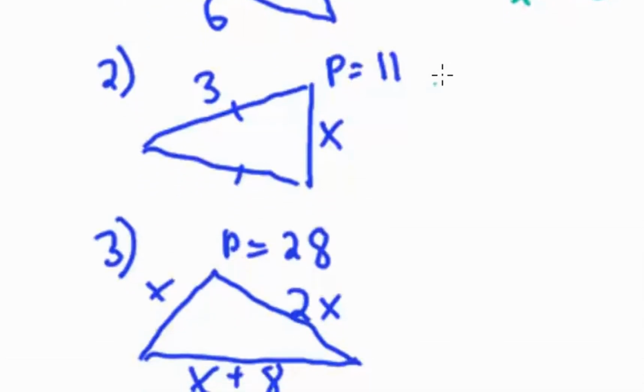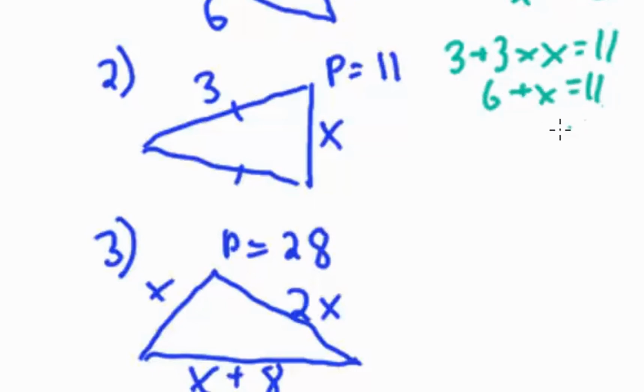Let's do the next two problems. In this case, I know the perimeter is 11, and that both of those sides with the dashes are 3. So 3 plus 3 plus x equals 11. So 6 plus x equals 11, and x equals 5.